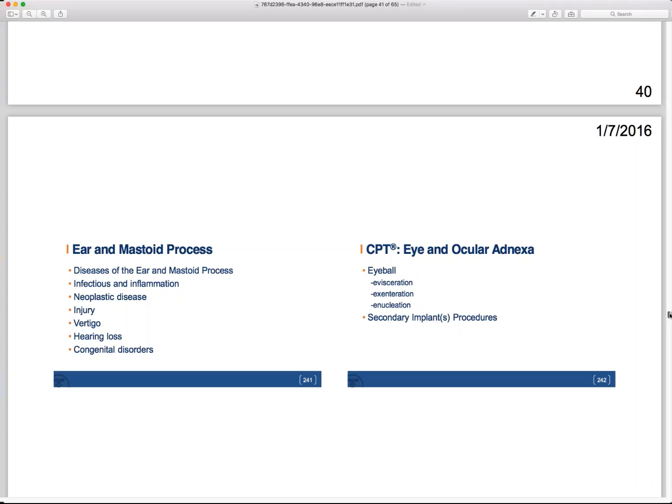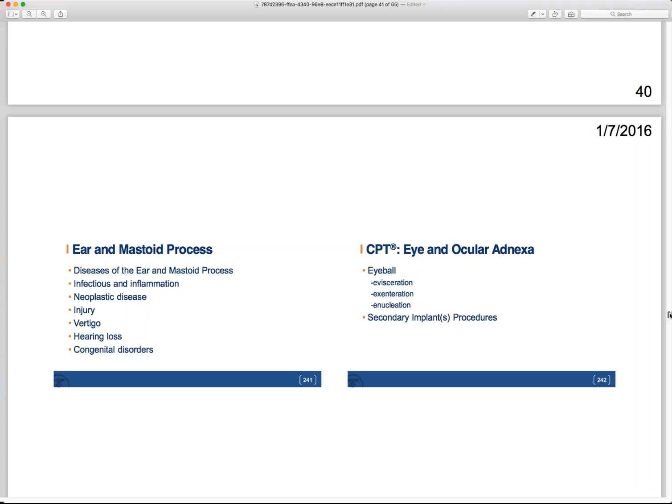Evisceration is CPT code 65091. Enucleation 65101. And exenteration 65110. Make sure you have those definitions there. You want to write them on page 403 in your 2016.